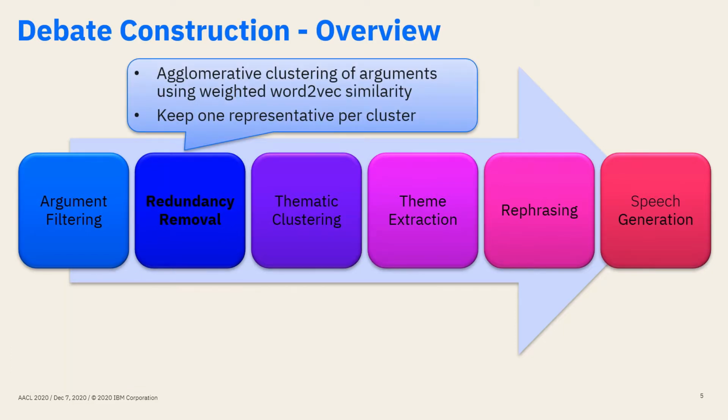Next, we want to remove nearly identical arguments to avoid repetitions in the speech. We perform agglomerative clustering using weighted word2vec similarity and keep one representative per cluster.